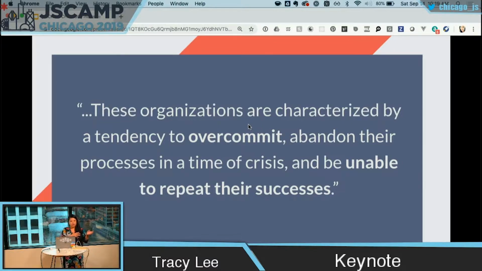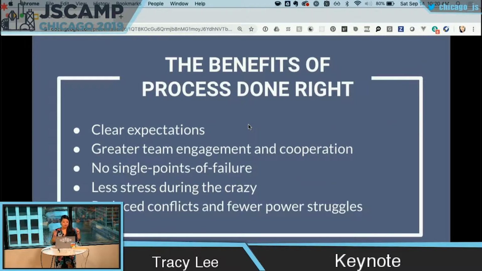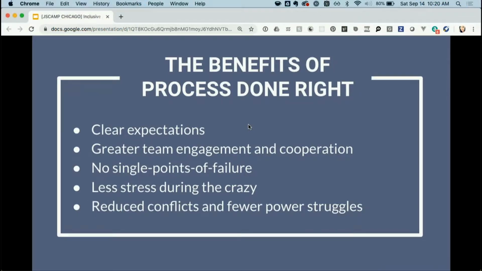So this quote I read of a team with no process is actually from the CMMI model for development. It's a really large PDF if you ever want to read through it. But there's tons of these sort of model process frameworks out there that you can check out. So if we actually take process seriously and deliberately, that means all of a sudden you have clear expectations. Team engagement and cooperation actually happens. There's no single points of failure, which is awesome. You're less stressed during launch times. You're reducing the amount of conflicts and power struggles and all that drama.